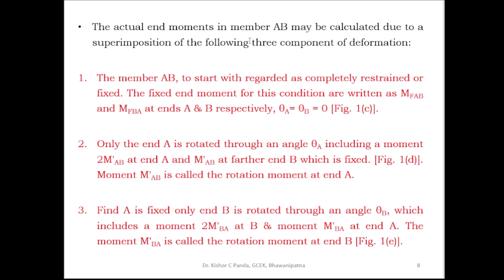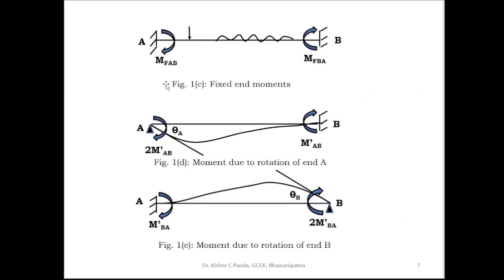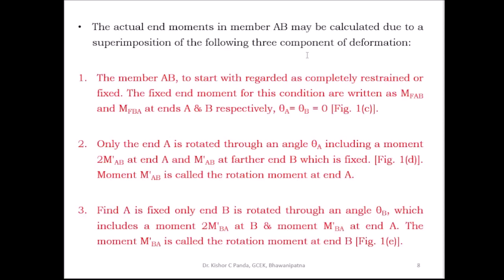The actual end moments in a member AB may be calculated due to the following cases. First, you have to assume the member AB as restrained or completely fixed, and find out the fixed end moments, that is MFAB and MFBA, at the ends of the member. So here you have to take theta A equal to theta B equal to 0. In figure 1c, you assume the ends are fixed or fully restrained, and find out the fixed end moments MFAB and MFBA.